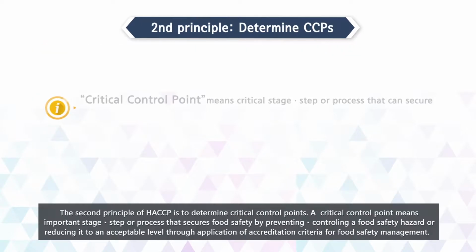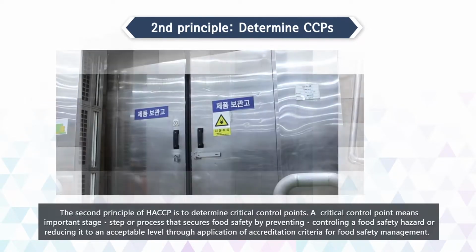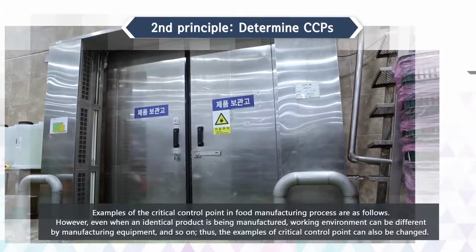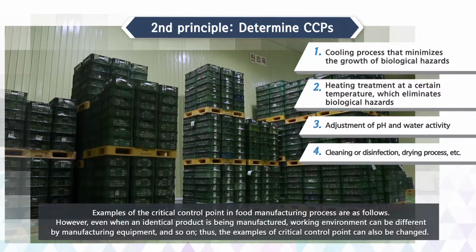The second principle of HACCP is to determine critical control points. A critical control point means important stage, step, or process that secures food safety by preventing, controlling a food safety hazard, or reducing it to an acceptable level through application of accreditation criteria for food safety management. Examples of the critical control point in food manufacturing process are as follows.